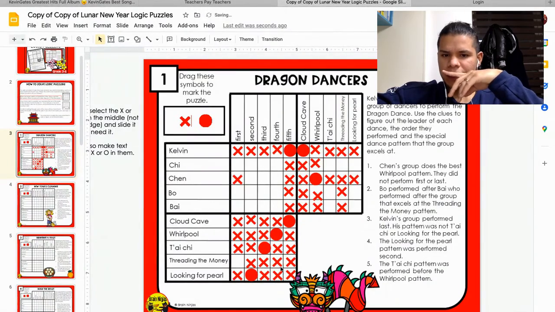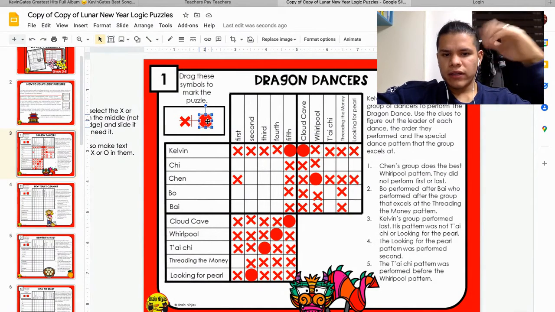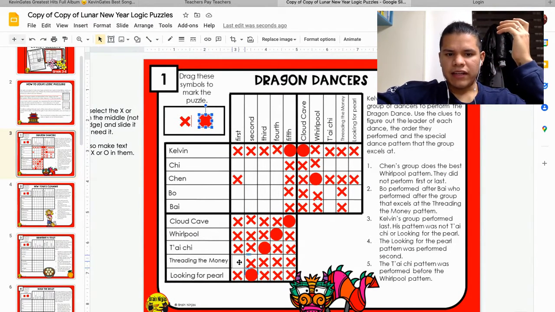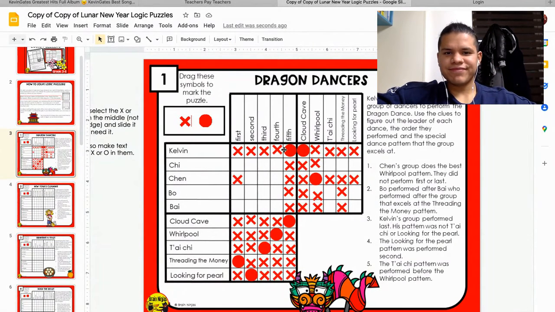Huh, look at how that worked. When I crossed everything out, it left only one grid square left. That must be where my dot goes. So let me put my dot there. So we've got threading the money, that was first. Looking for the pearl, that was second. Tai Chi, that was third. Whirlpool fourth, and Cloud Cave fifth. Great. These puzzles do take some playing around with them.